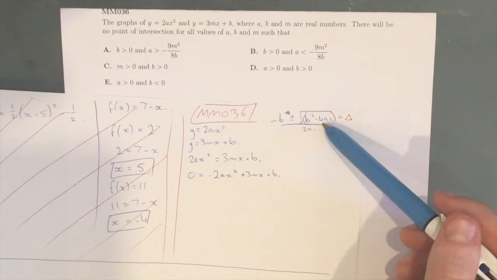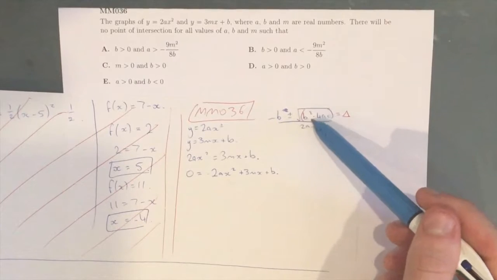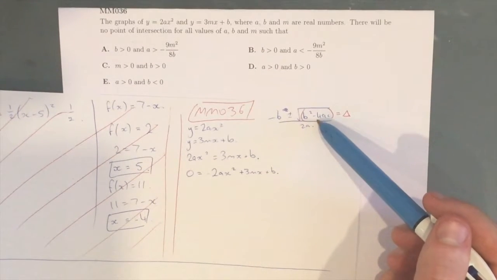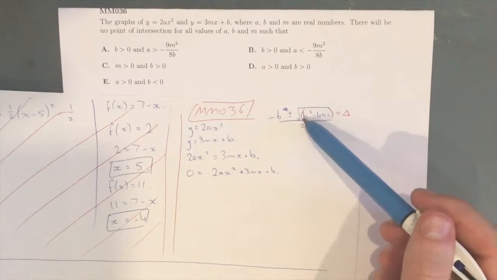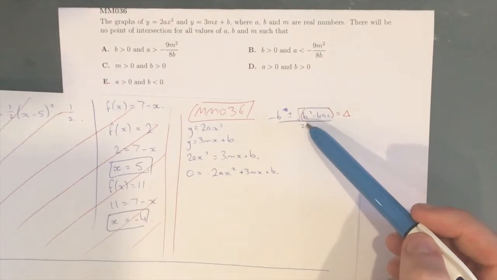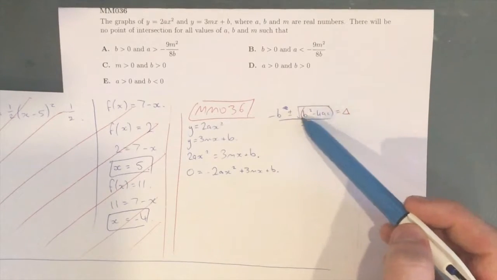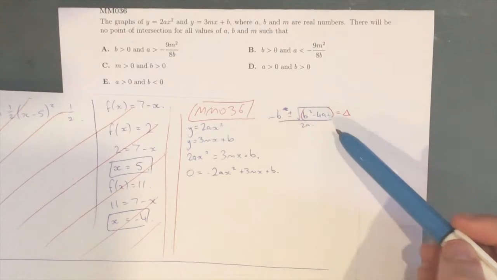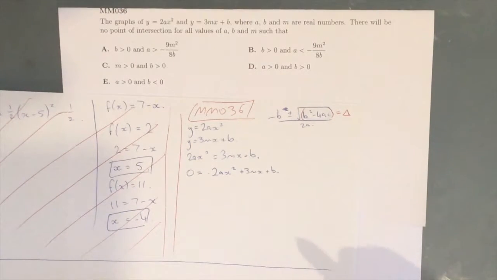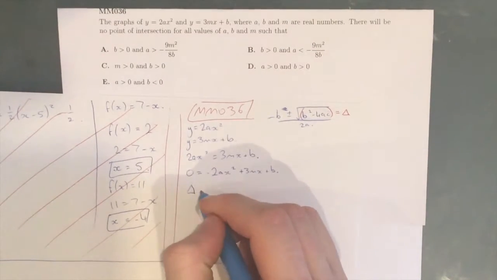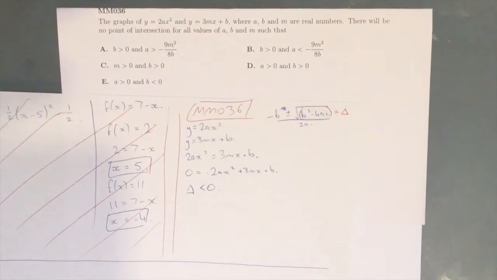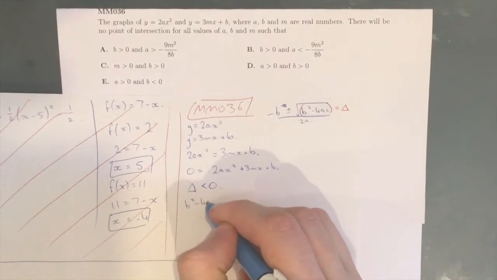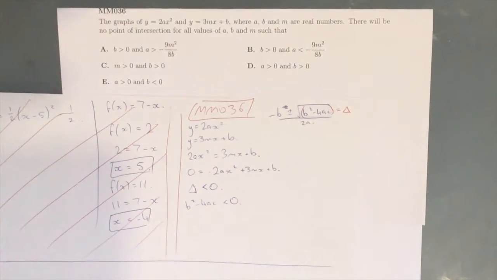If we want one point of intersection, then this section under here needs to be 0, because the square root of 0 is always 0 no matter what, and that will give one solution. If you want to have 2 points of intersection or 2 solutions, this needs to be greater than 0 because that would yield a positive and negative version of that square root. So for this question, we want no points of intersection, which means that the discriminant has to be less than 0 or negative, where the discriminant is b squared minus 4ac is less than 0.